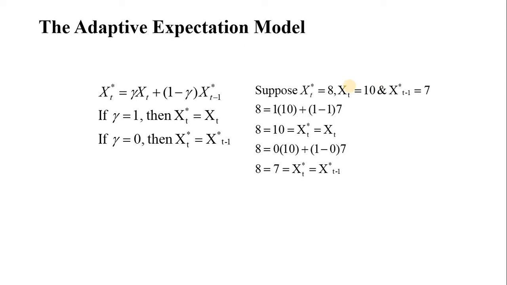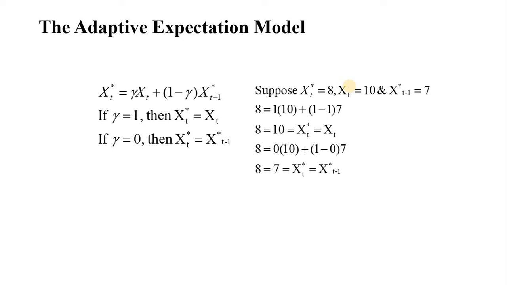8 is equal to x star t. 8 is equal to 1 into 10 plus 1 minus 1 into 7. It is equal to 8 is equal to 10. What is 8? 8 is equal to expected interest rate. What is 8 is equal to 10 means what? 10 is equal to x star t. That means your expected interest rate will be equal to your current interest rate.